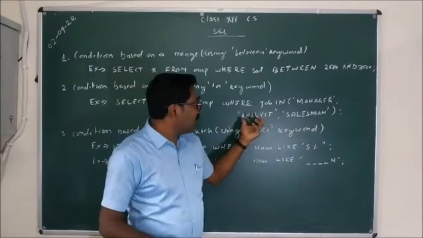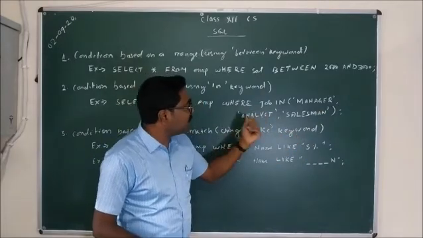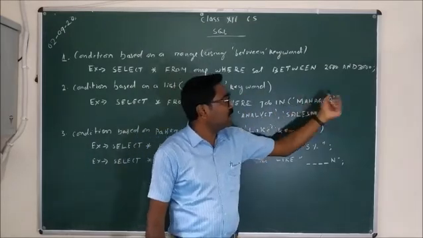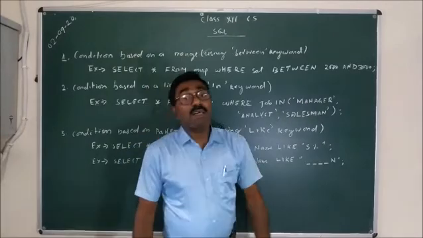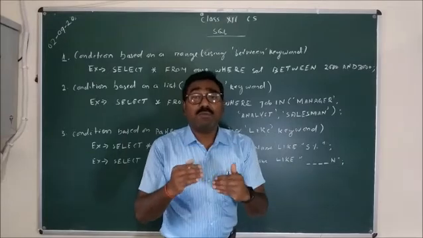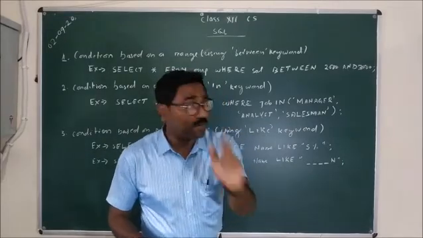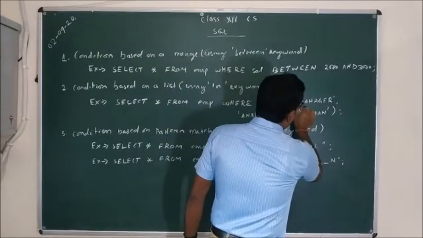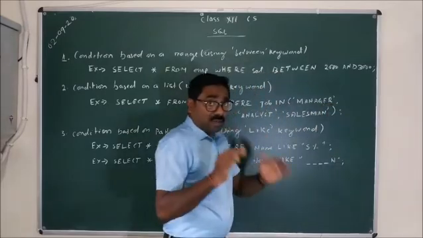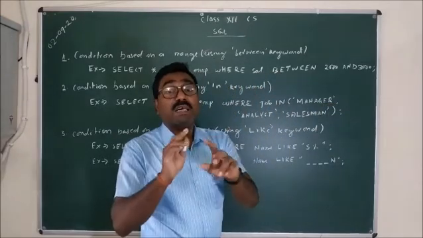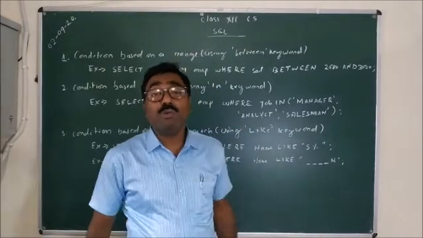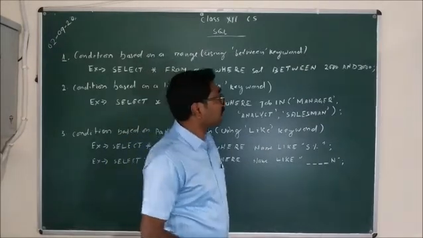Suppose in this case, we were checking for the complete SALESMAN, the complete ANALYST, the complete MANAGER. That means MANAGER, complete, will be checked. But in case of the LIKE keyword, it will be checked for a substring. That means we can check for MAN, we can check for AGER, we can check for ER. Instead of a complete string, we are checking for a substring, and for that we use two kinds of wildcard characters.